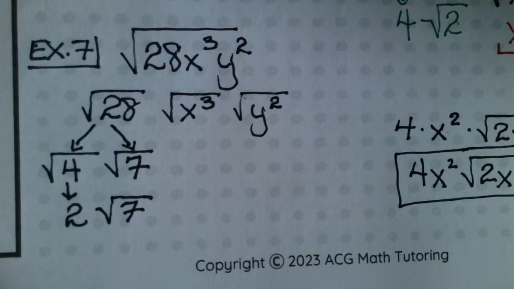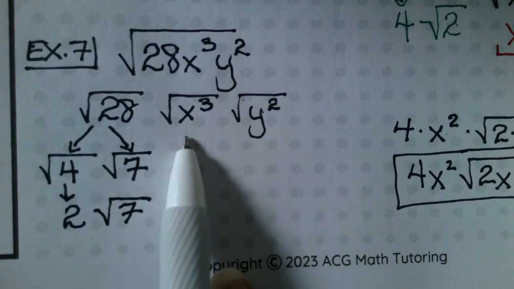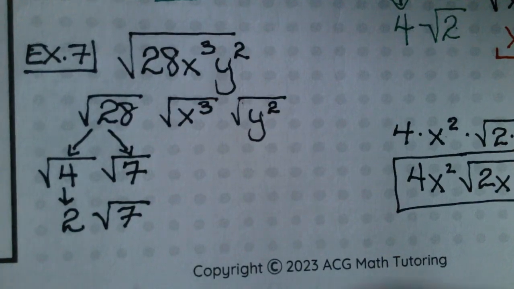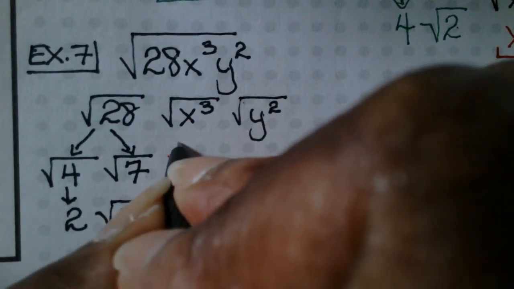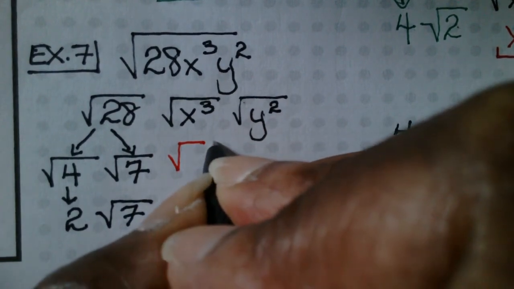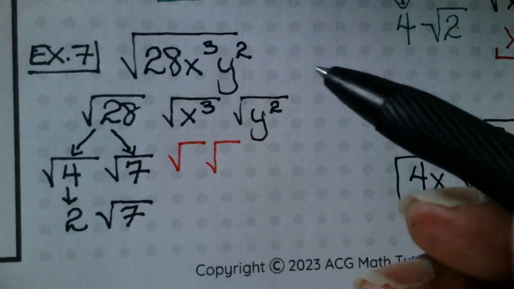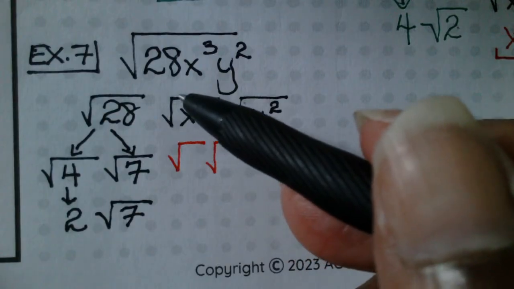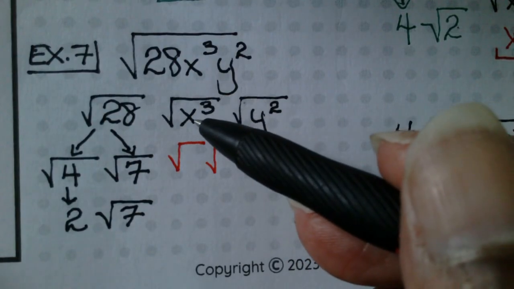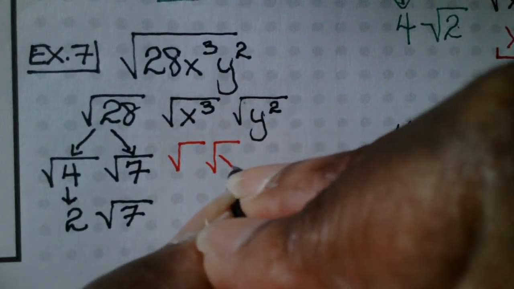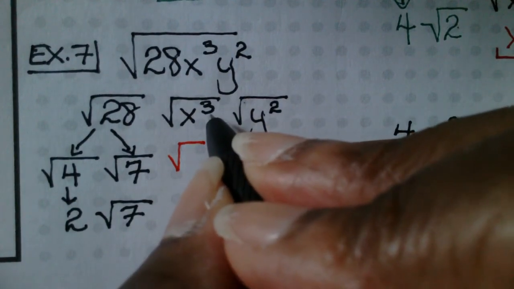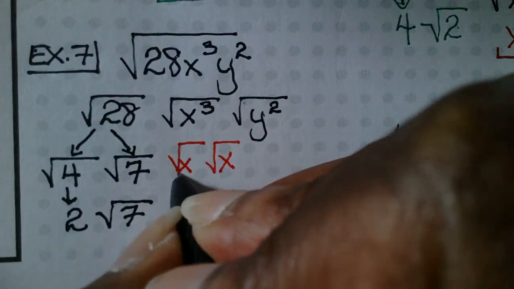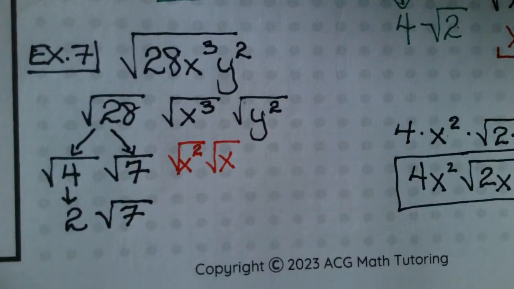Okay? So now, that square root of x to the third, we need to break up those exponents. Now here's a secret. Ready? If it's an odd exponent and you're dealing with a square root, just pull one of your variables out. Just subtract 1 from that exponent. So 3 minus 1 will give me 2. So that means I have x squared and the other variable.